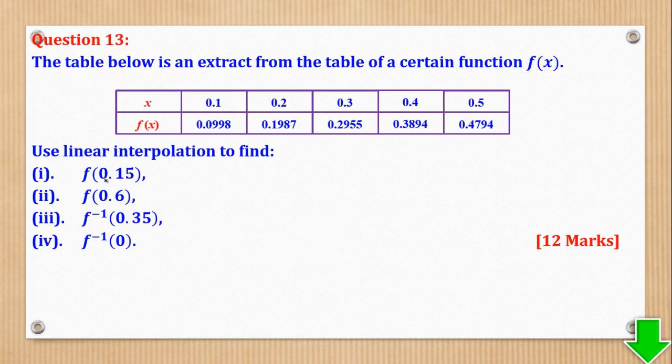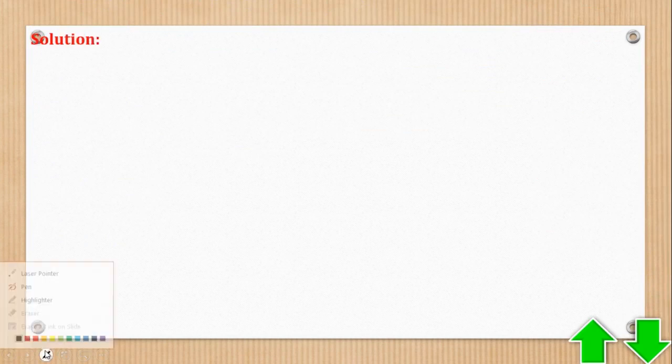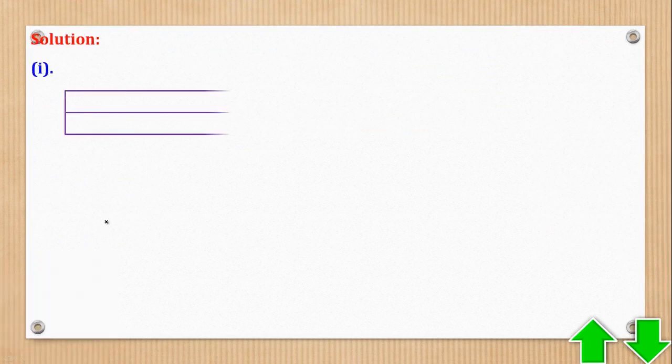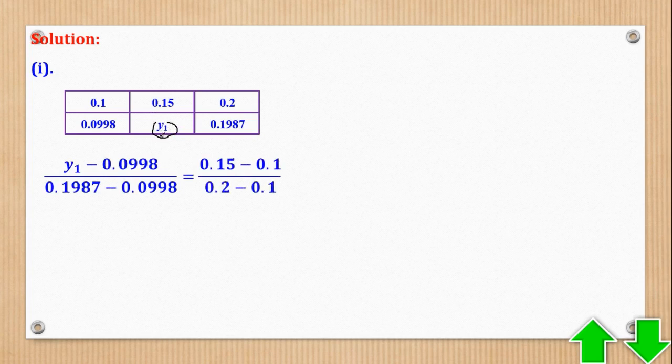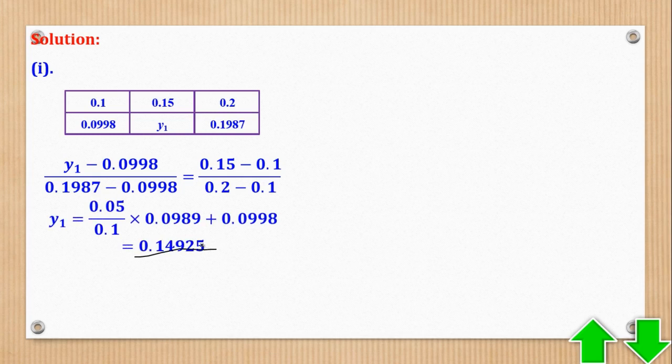So let's start with part A, f of 0.15. The first thing to do is to extract out the values we shall use. So this is the unknown which they want us to calculate. So we shall use interpolation. This minus this, the order matters, divide by this minus this will be equal to this minus this, divide by this minus that. So there, y1 is the only unknown. So look for a way of making it the subject. Therefore, we shall conclude that f of 0.15 is that.